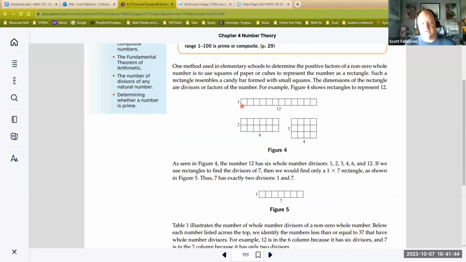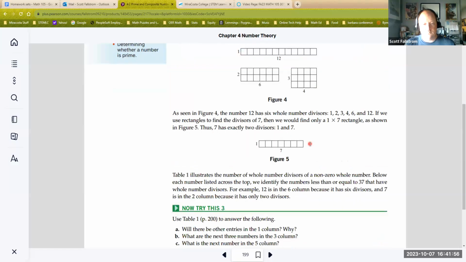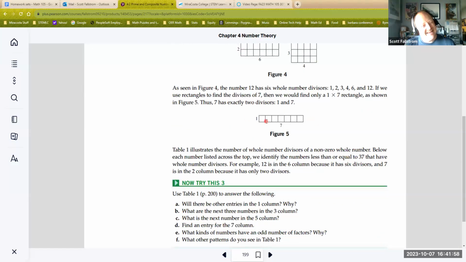So in this case, what we could say is there's 1, 2, 3, 4, 5, 6 different divisors is what we call that. 6 numbers that would evenly divide the number 12. Okay, for the number 7, not so great, right? Because there's only 1 times 7. You could try using 2, but again, it won't make a rectangle. You'd be off by 1 square.